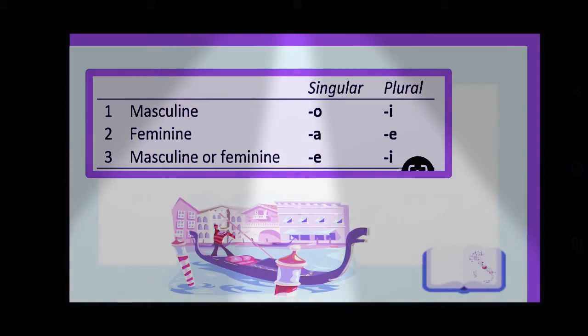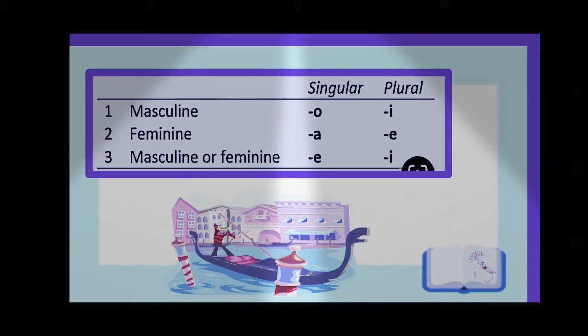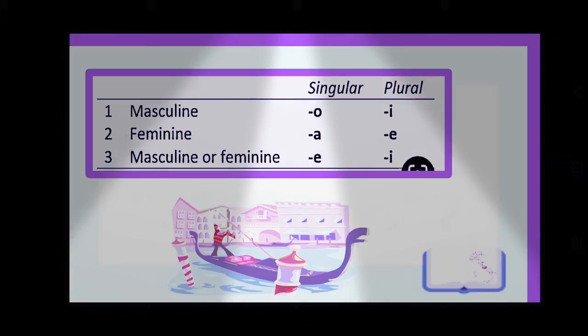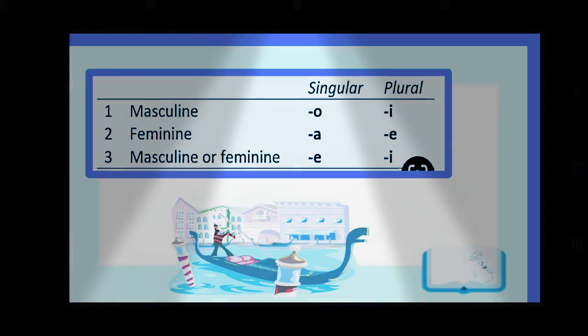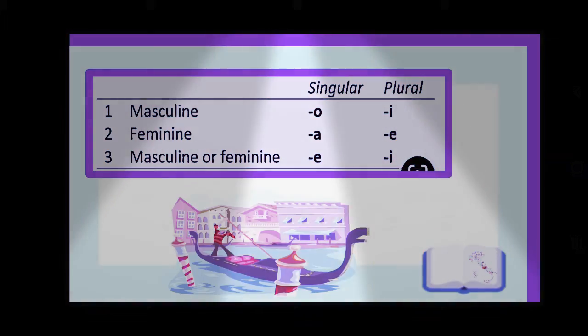We need to check the Italian rule because when it's plural, the letter at the end of the noun changes, depending on the gender. For example, in masculine, when the noun ends with an O, in plural it will end with an I. In feminine, when a singular noun ends with an A, in plural it will end with an E. And when a singular noun ends with an E, in plural it will end with an I.